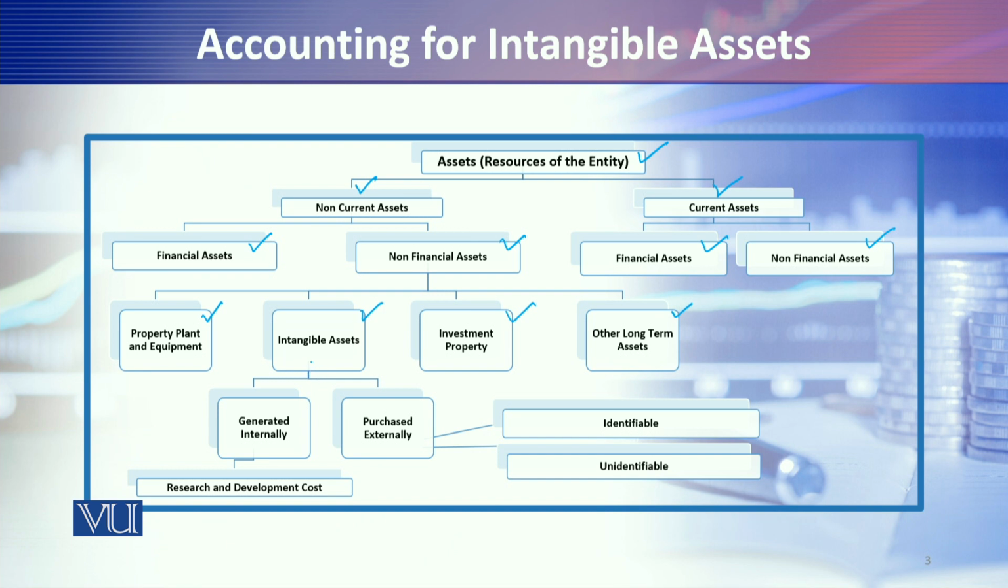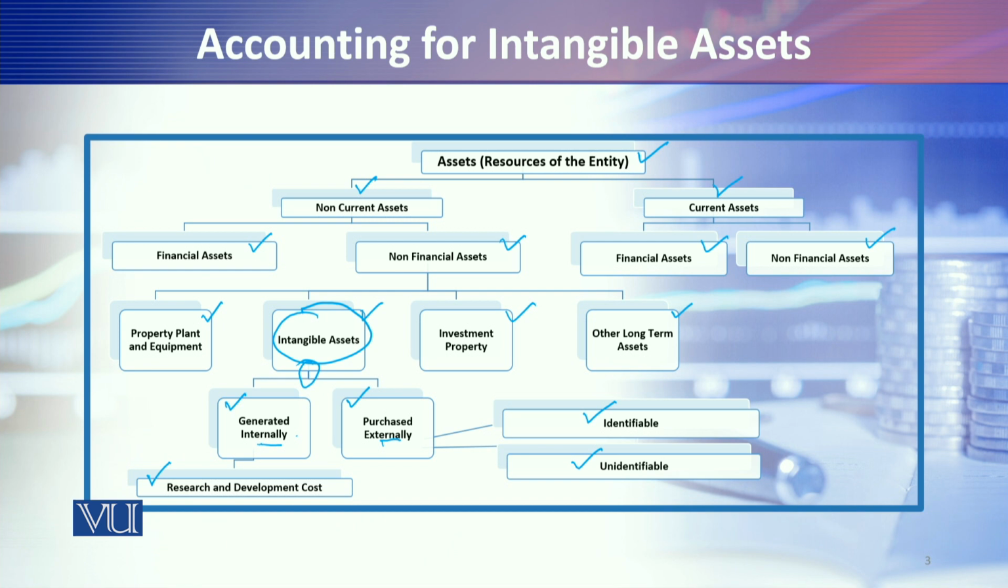Under this intangible asset, there are two categories. One is generated internally, and the second one is purchased externally. So internally and externally is important to understand. When we say purchased externally, it would be either identifiable or unidentifiable. And when we say generated internally, it is the asset which comes up with the research and development of the entity regarding a project. So our main emphasis is that there are two categories: internally generated and purchased externally.